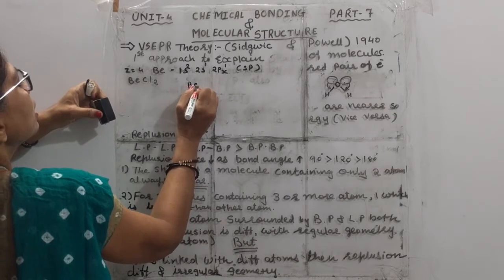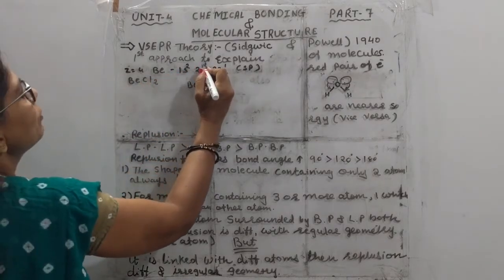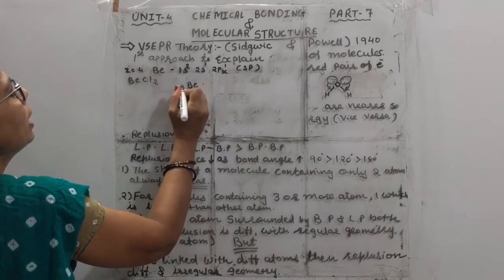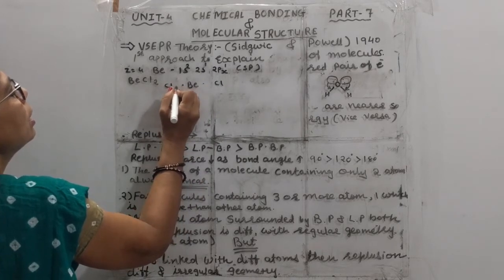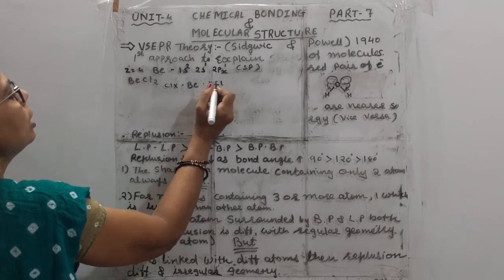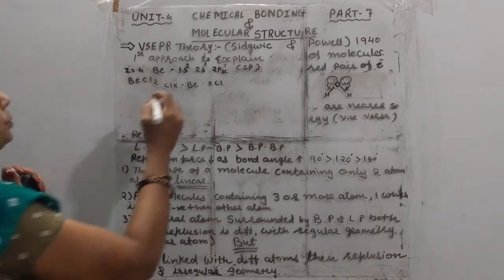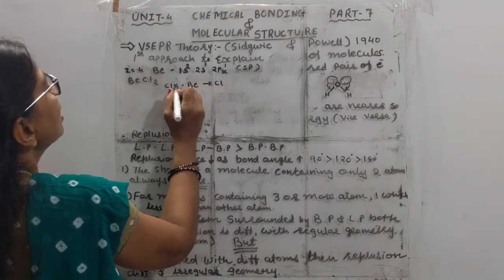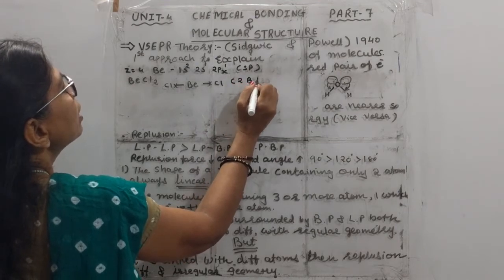Be, as I said, it is having the 4 number of valence electrons. So we'll just draw that 2 electrons which are the valence electrons. So 1 and 2, and chlorine requires the 1 electron. So 1 electron for the chlorine. Now this is the structure of BeCl2, student. This is the bond pair and this is the bond pair. So BeCl2 is having the 2 bond pair.